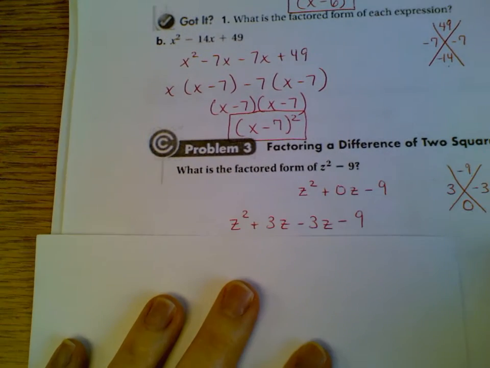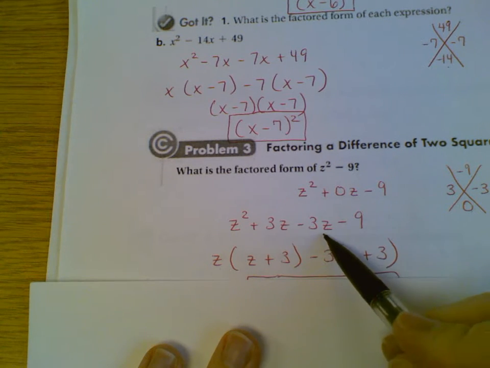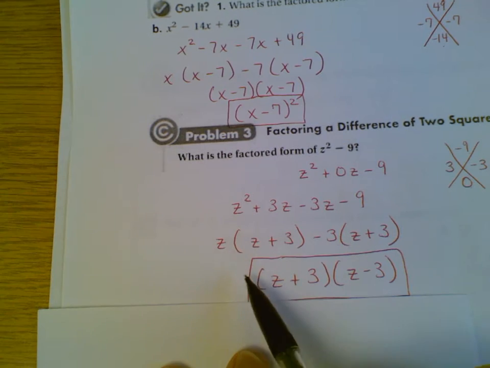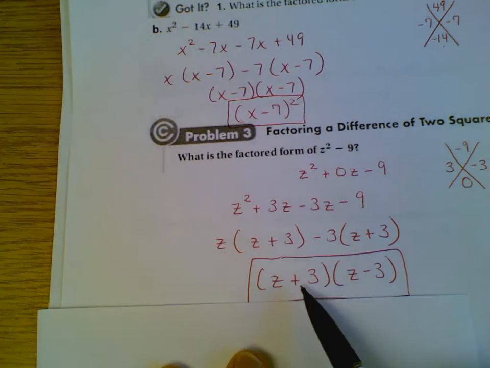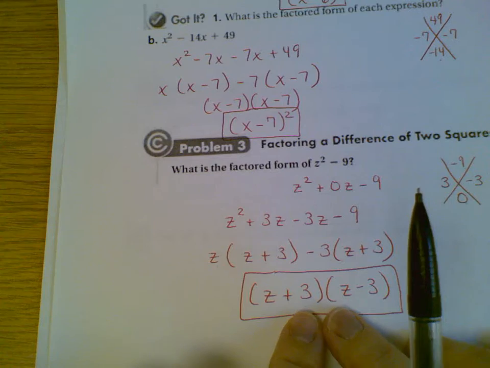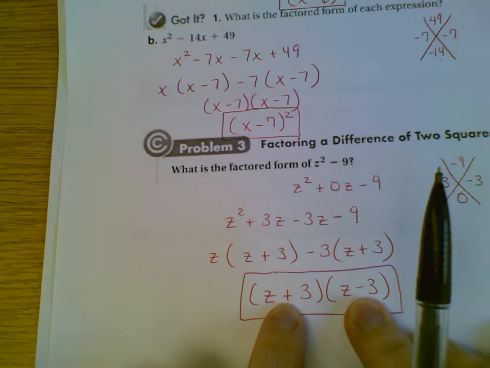Split it up like we normally do, find our GCF. So I pulled a z from the first one, and I pulled a negative 3 from the second one. And then this time I will have z minus 3 for my two GCFs, and then z plus 3 for the other one. So this type of special case, it'll end up being the same expression, but one will be a plus and one will be a minus.